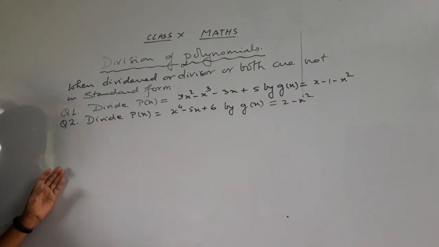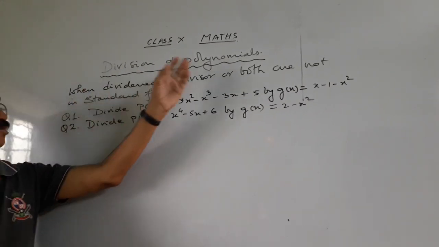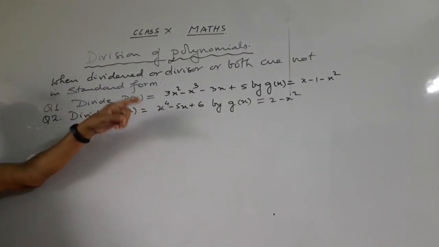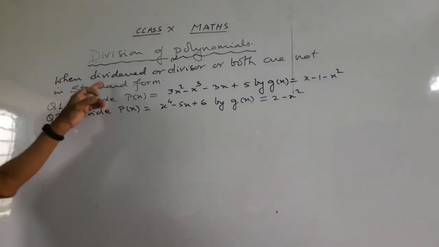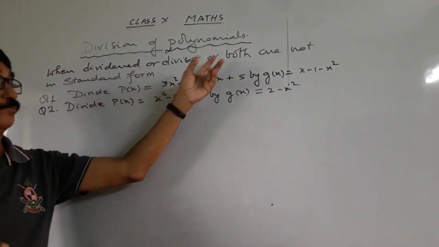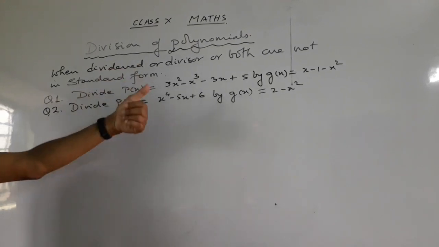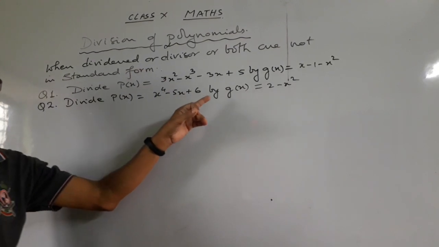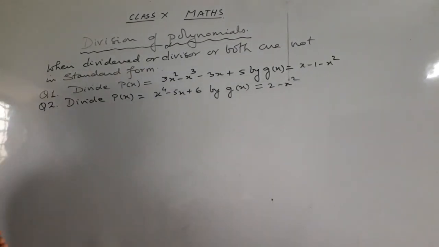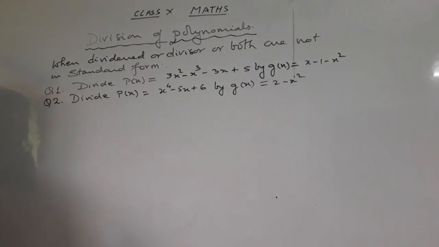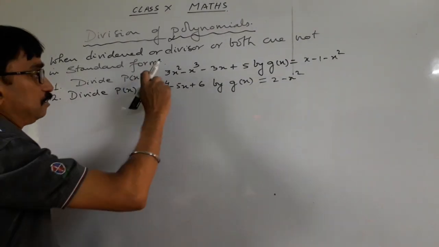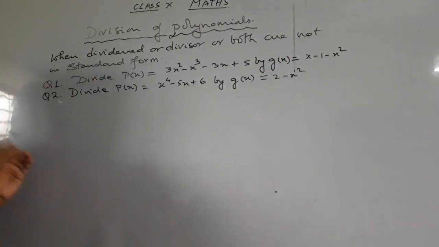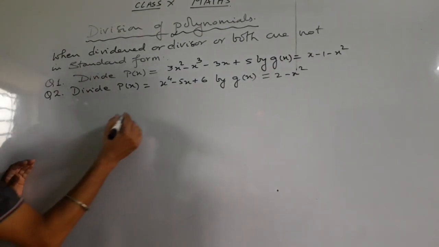Now let's start our class again with the division of polynomials. In the case of division of polynomials, there will be situations when the dividend or divisor, or both, are not given in the standard form. So for this, before dividing the dividend by the divisor, we have to convert both of them into the standard form.